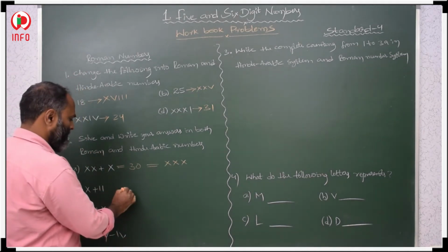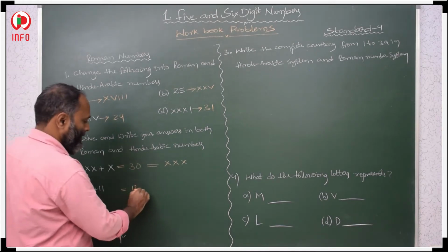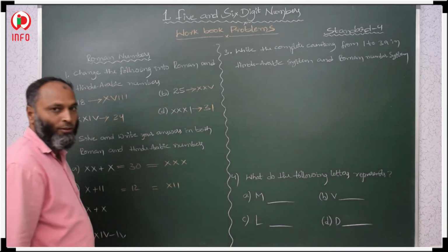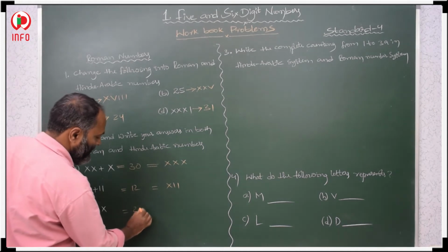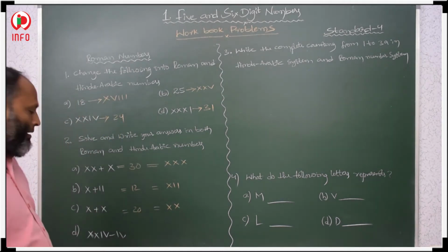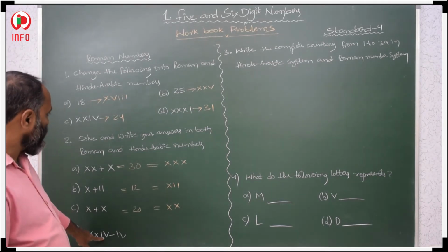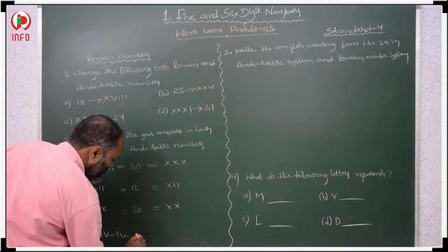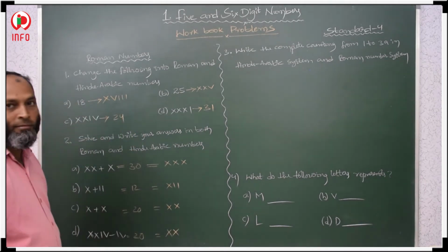Then 10 plus 2, 12. How can we write it in Roman? 10 plus 2, 12. Then 10 plus 10 is 20. 20 is X and X, a repeated Roman numeral. Then 10 plus 10, 20. This is 4, 24, we just discussed. 24 minus 4 is 20. Then how can you write 20? X and X.